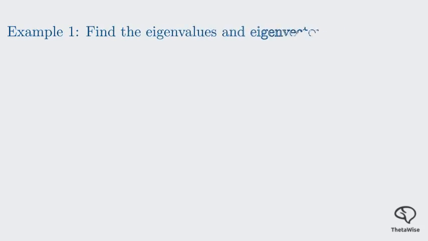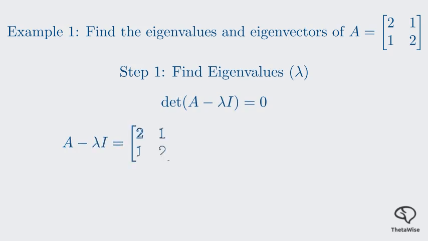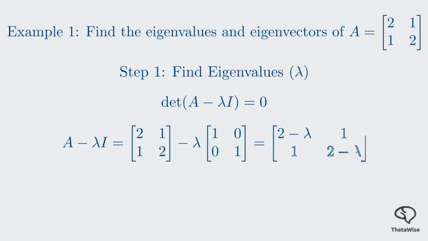We'll find the eigenvalues and eigenvectors for a 2 by 2 matrix. Consider the matrix A equals [2, 1; 1, 2]. Step 1. Find the eigenvalues using the characteristic equation. We need to solve the determinant of A minus lambda I equals 0. First, let's construct the matrix A minus lambda I. We subtract lambda from the diagonal elements of A. This gives us the matrix [2 minus lambda, 1; 1, 2 minus lambda].